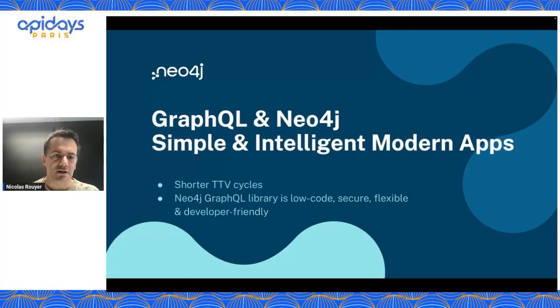Hi, today's session is around GraphQL and Neo4j, simple and intelligent modern apps. So it's about the combination of the GraphQL framework for API and Neo4j to build applications in shorter time to value cycles with the help of the Neo4j GraphQL library, which is low code, secure, flexible, and developer friendly.